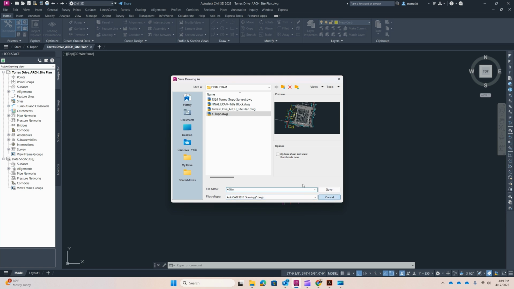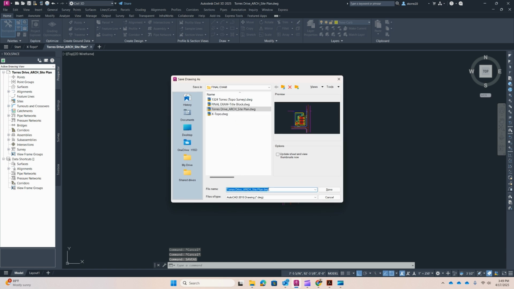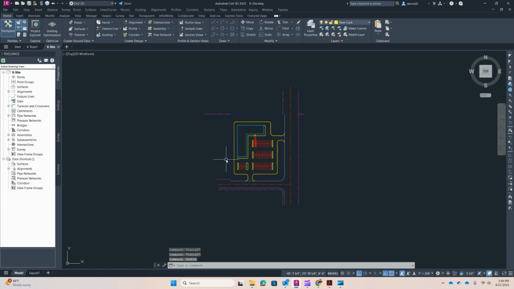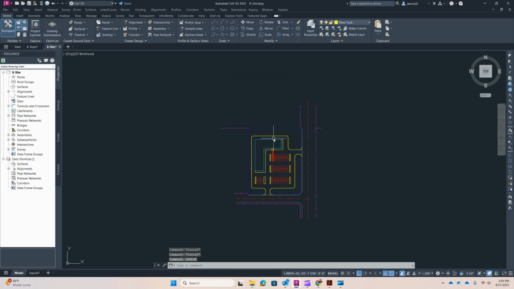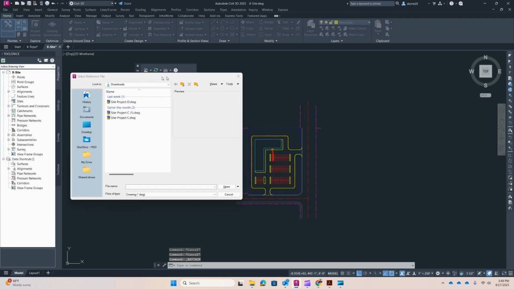Okay, so right now, once again, all I'm doing is save as, and I'm going to save this architecture drawing X site. Save. Okay, so I am going to temporarily XREF in the topo. I'm going to touch a drawing, and I'm going to attach the topo.